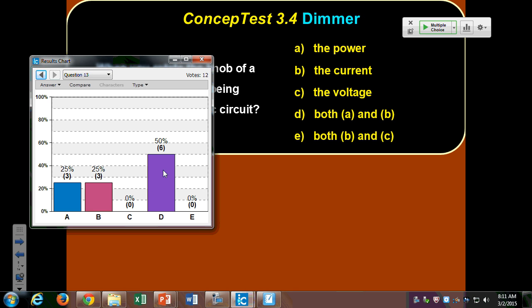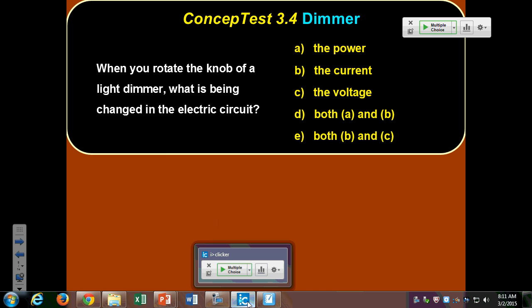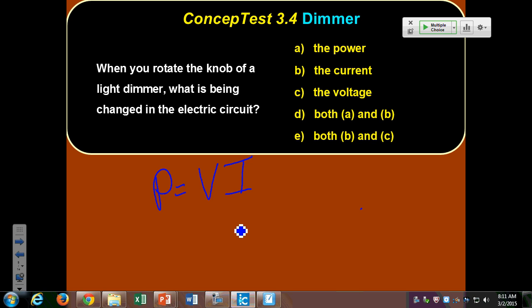Okay, let's see. A and B, both the power and the current are changing. I know that power is equal to V times I. And the power describes how bright it is, right? A 40-watt bulb is not nearly as bright as a 100-watt bulb. So when I'm changing the dimmer on the switch, I'm changing the amount of power that I'm getting out. But if the voltage is constant, that means that the current has to be changing. So both the current and the power are changing.